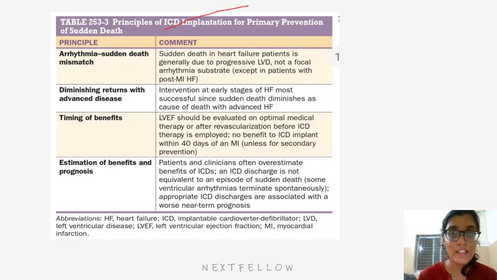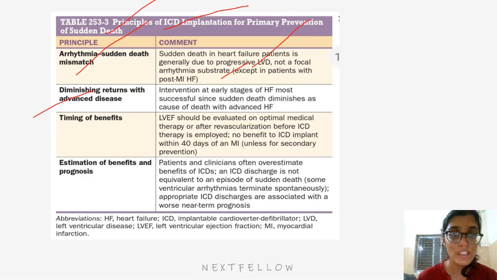Principles of ICD implantation. Implantable defibrillator for primary prevention of sudden death. Arrhythmia, sudden death mismatch: sudden death in heart failure patients is generally due to progressive left ventricular dysfunction, not a focal arrhythmia substrate, except in patients with post-MI heart failure.